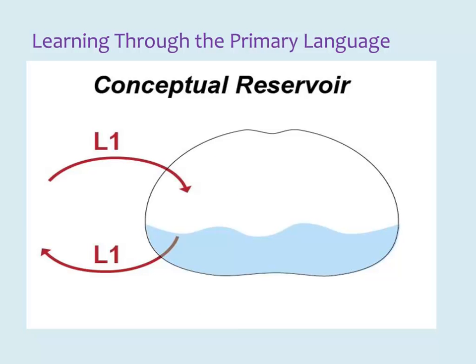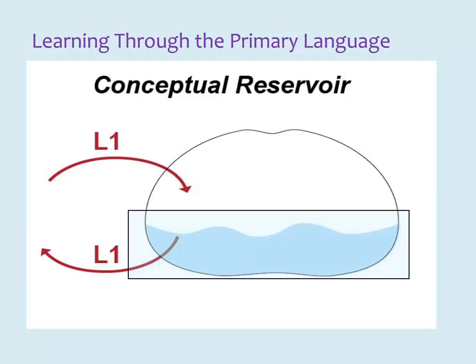Monolingual speakers of any language will always add to the conceptual reservoir and express what they know in their one and only language. This is represented by the red arrows labeled L1 going in and out of the reservoir. A monolingual Thai speaker will add to and represent what they know through only Thai. A monolingual French speaker through only French, etc.